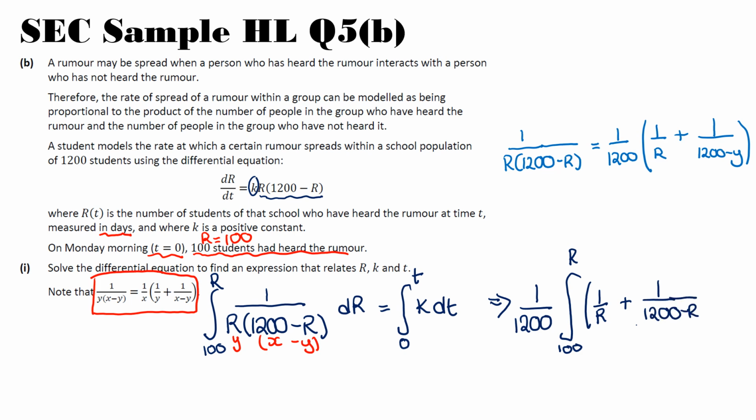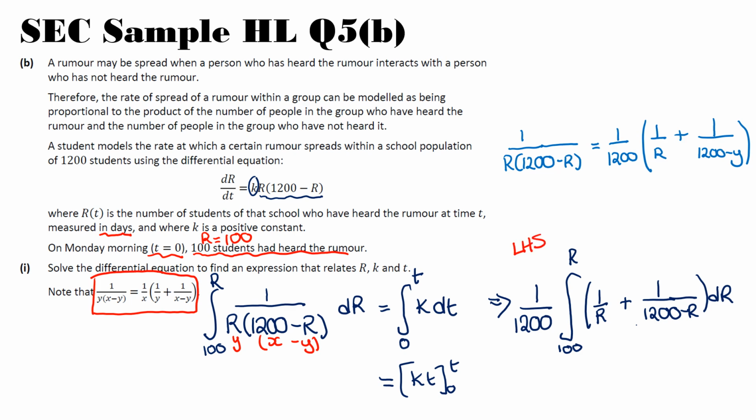Minus R, and that's all with respect to R. That's the left-hand side. The right-hand side here is going to be relatively straightforward because it's just going to go KT, which we evaluate between 0 and T. So really our focus here is just on that left-hand side.